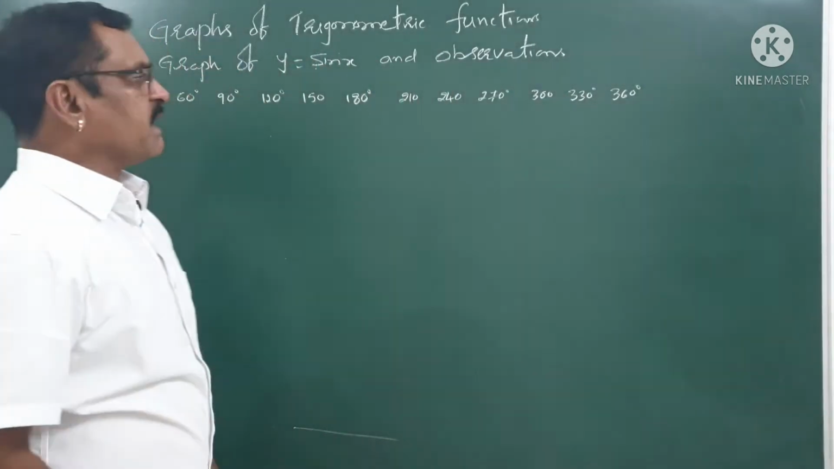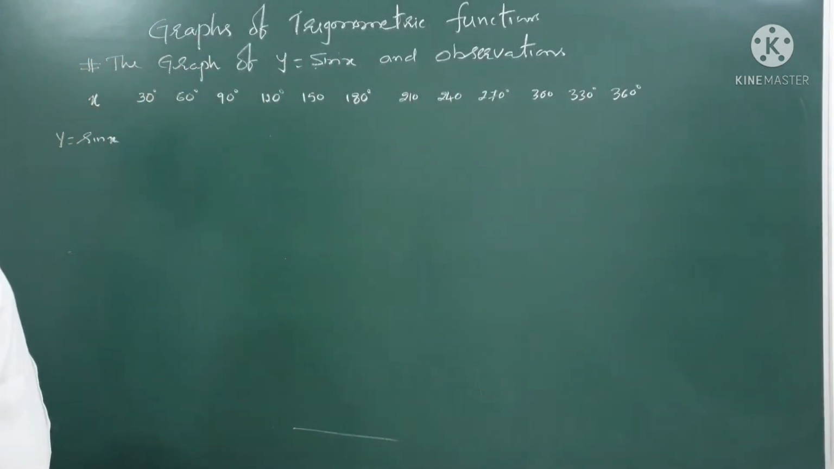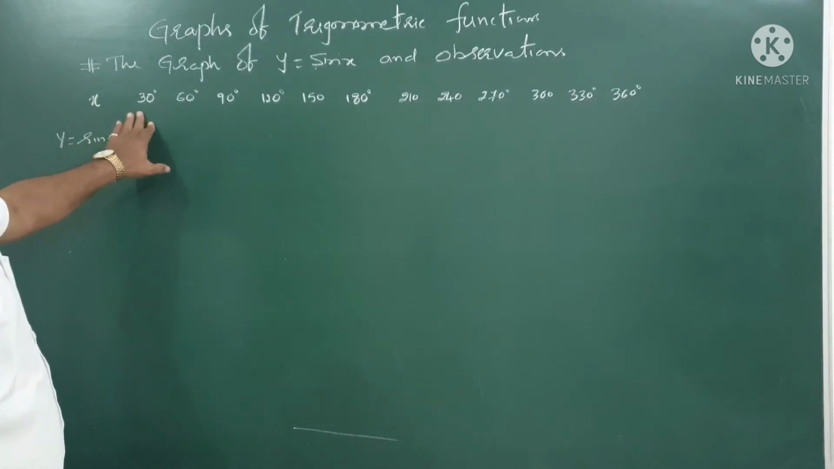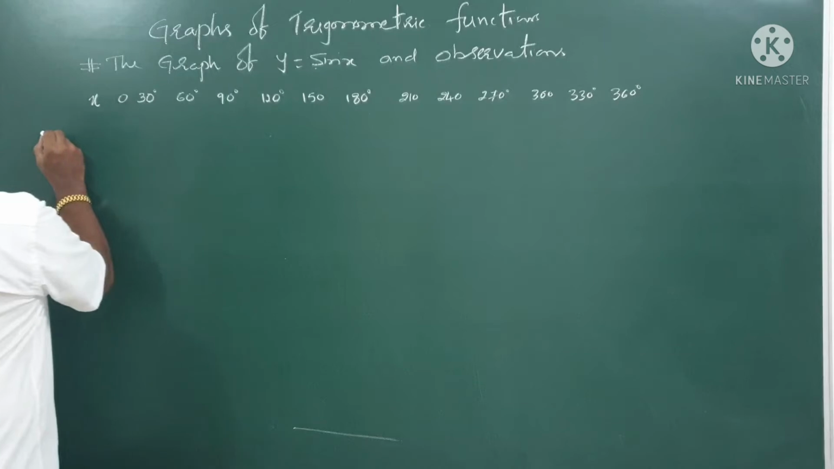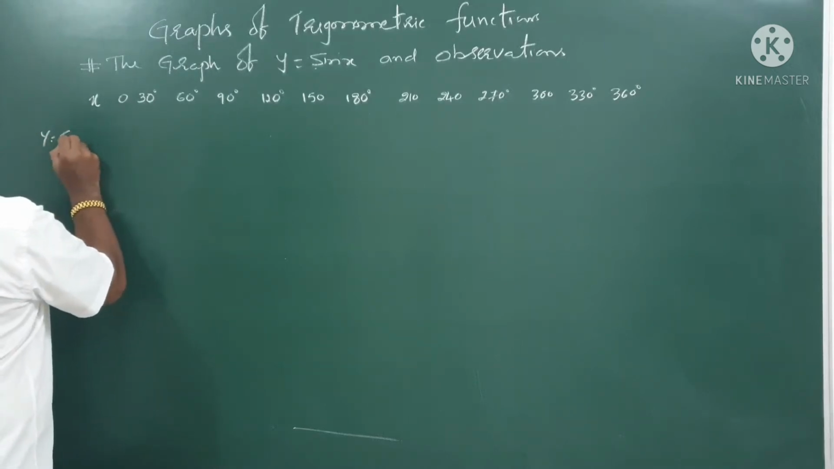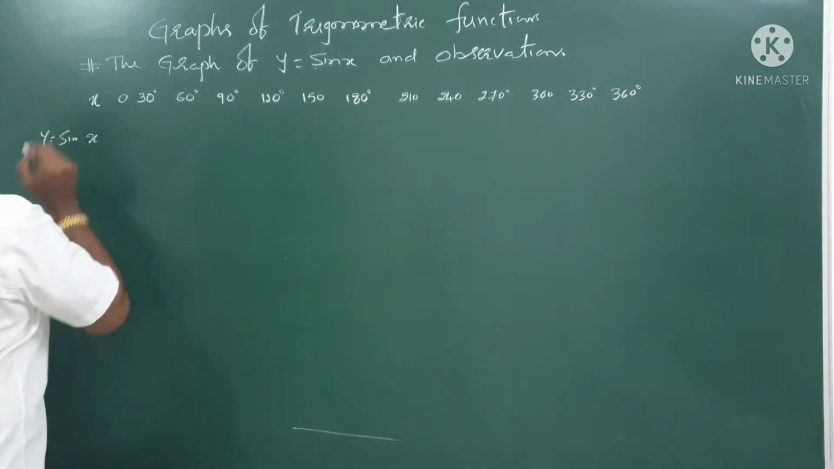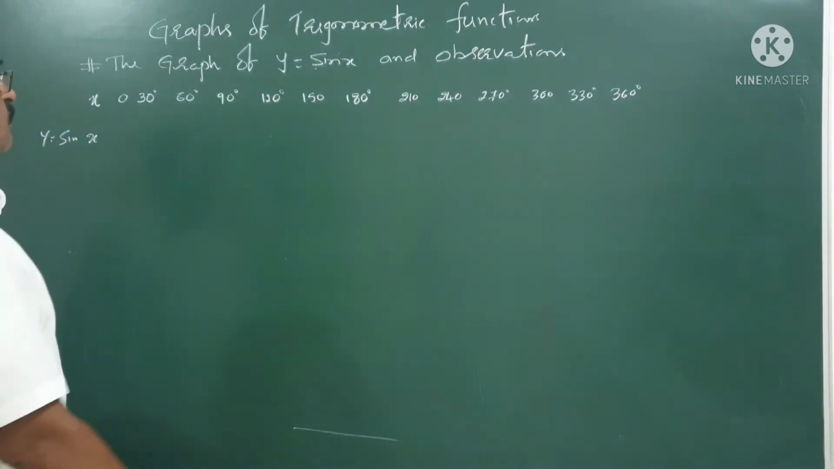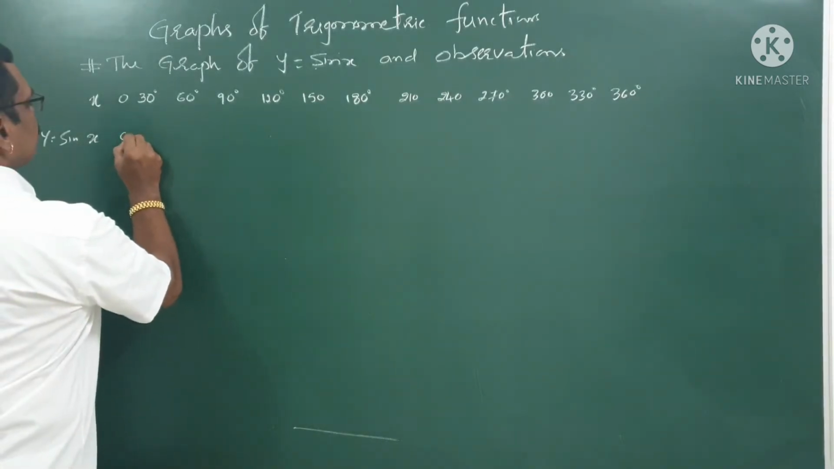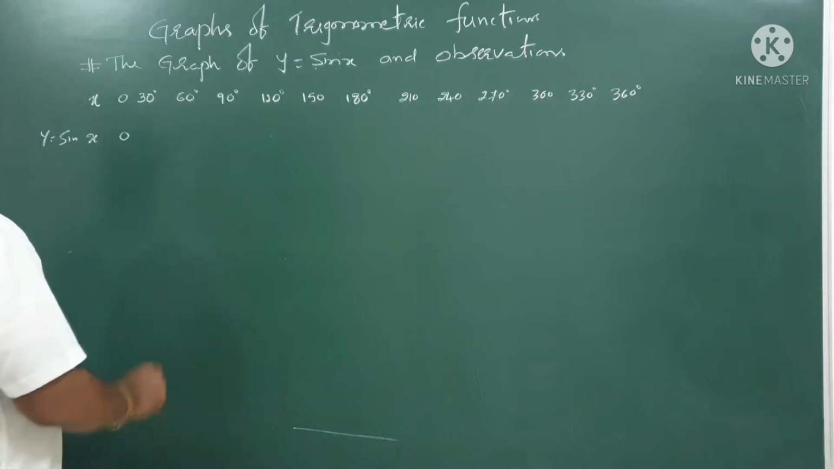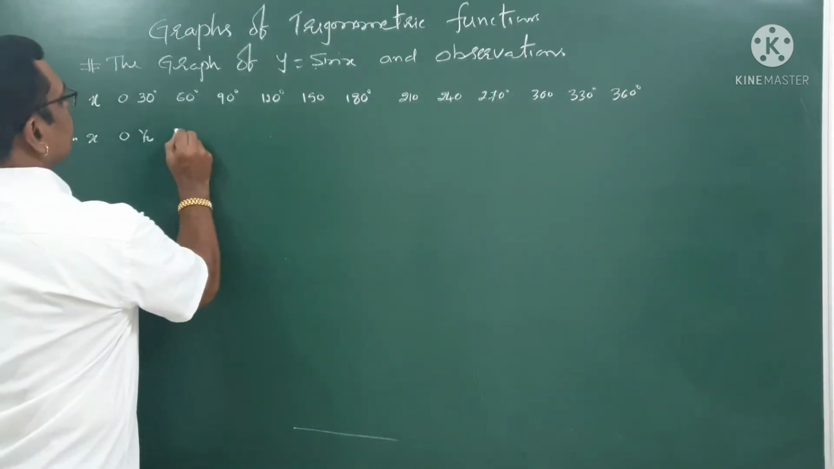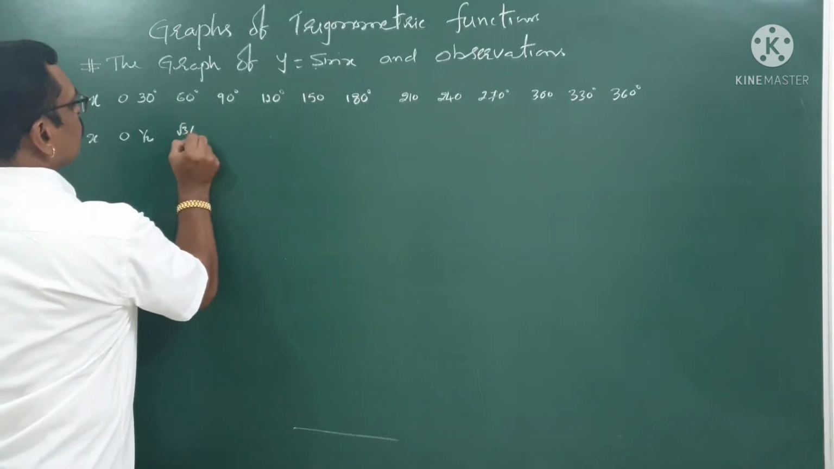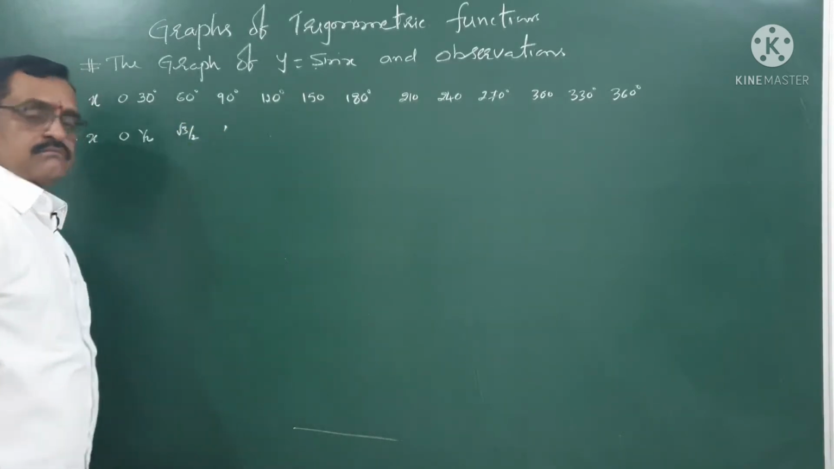So I want to confirm the graph. For the values at 30 degrees, I will include 0 also. y is equal to sin x equal to 0 also. We know very well sin 0 is 0. Sin 30 is 1 by 2. Sin 60 is root 3 by 2. And sin 90 is 1.